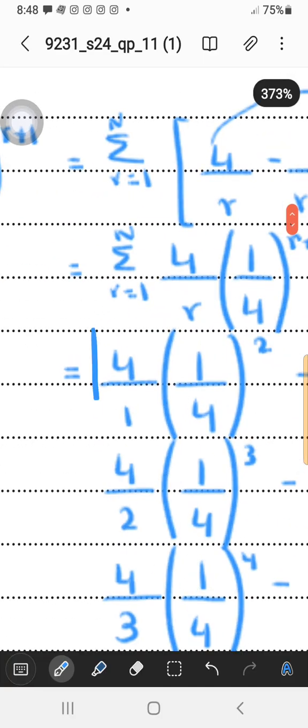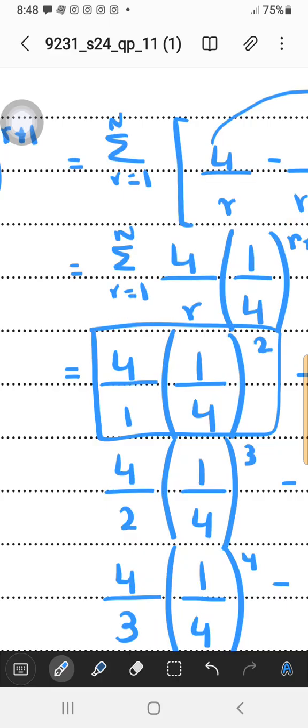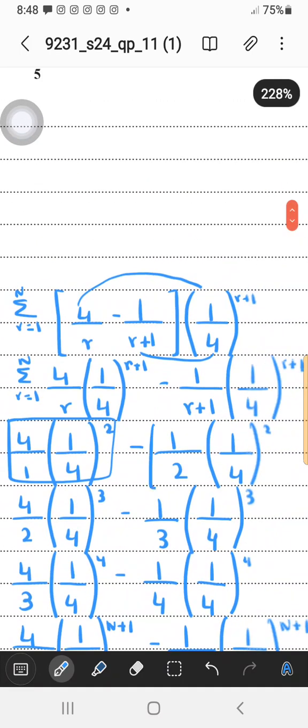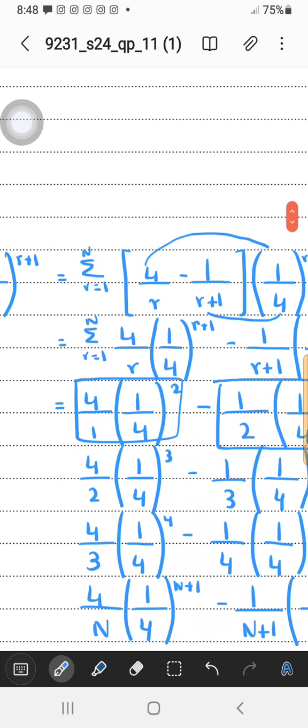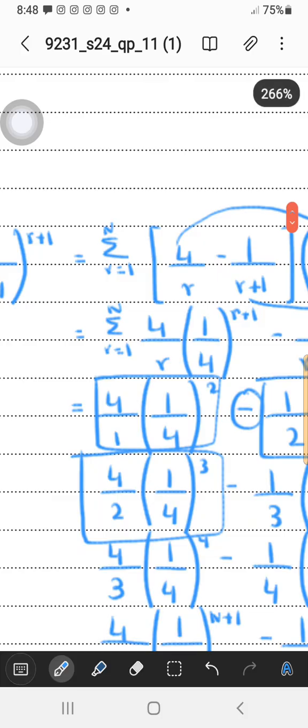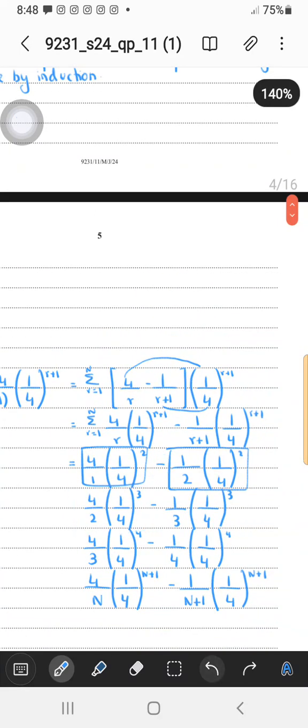If you calculate this through calculator, you will get 1 upon 4. Okay. This is equal to 1 upon 4. This is equal to 1 upon 32. And this is also equal to 1 upon 32. So this is minus 1 upon 32 and this is plus 1 upon 32. So they both get cancelled.